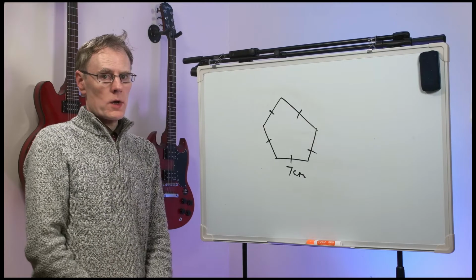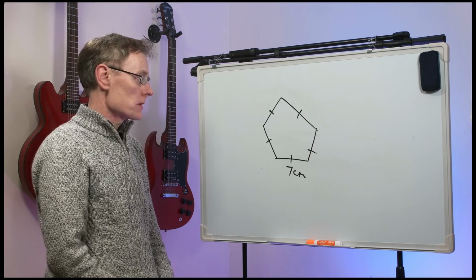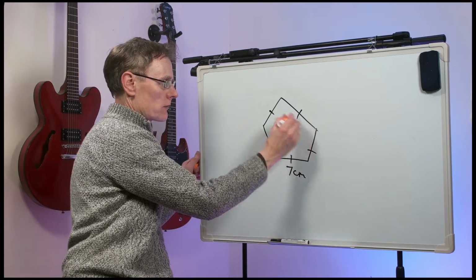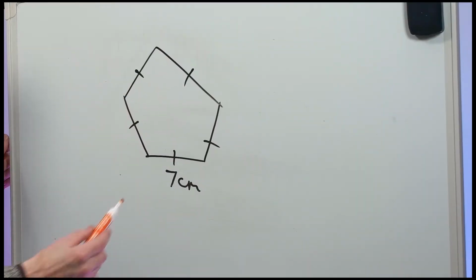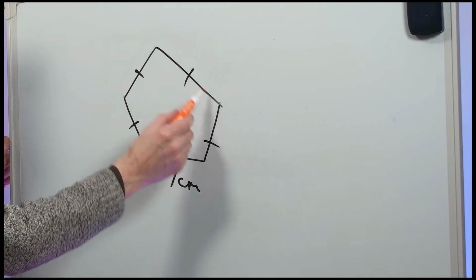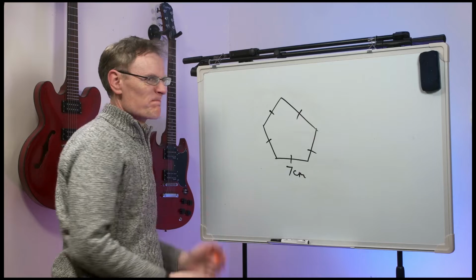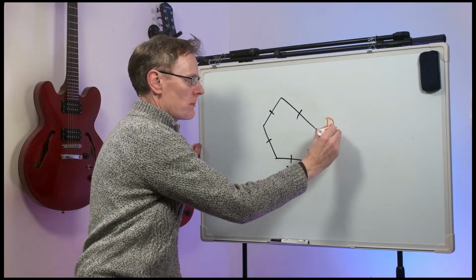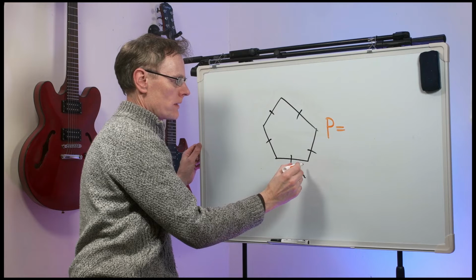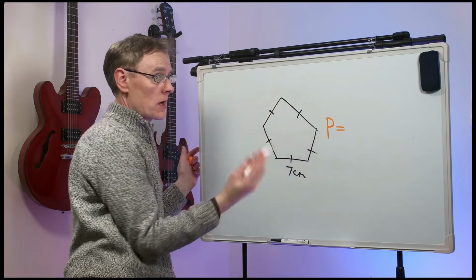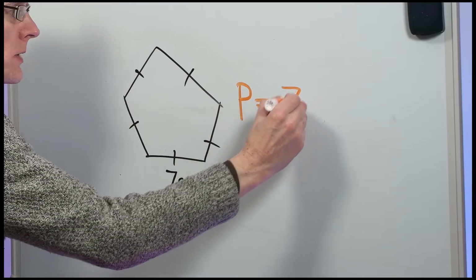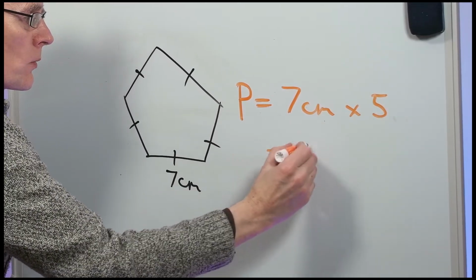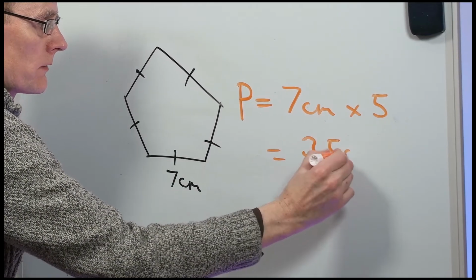Now what would be the quickest way of working out the perimeter of that pentagon? Remember, the perimeter means the total length around the edge. So we could do 7 plus 7 plus 7 plus 7 plus 7, but that wouldn't be very good maths. A quicker and better way: 7 plus 7 plus 7, how many times? 5 times, would be 7 centimeters times 5, which would be 35 centimeters.